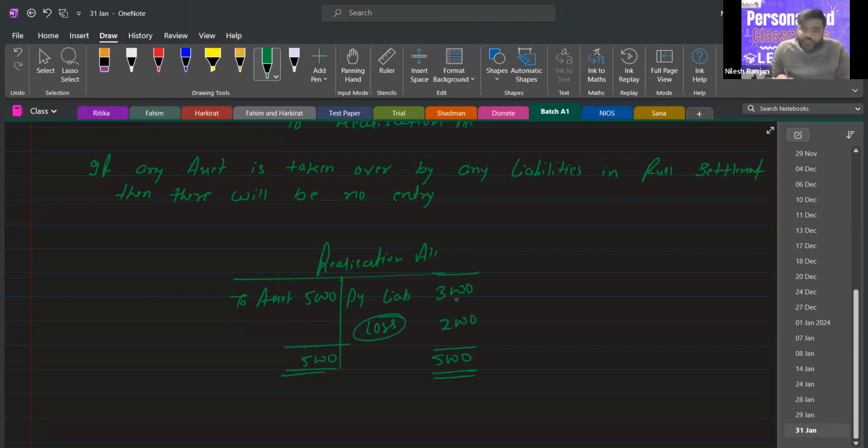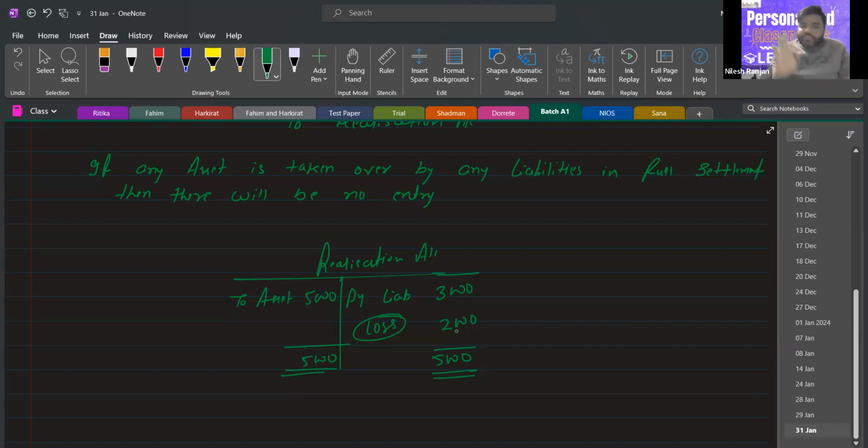Now, if you write, let's say you paid the liability 3,000, you realize the asset 5,000, then there will be no balance, because 5,000 plus 3,000, 3,000 plus 5,000. On both sides, there will be 8,000. So if we realize it separately, then there will be no profit, no loss. But here we have a loss.